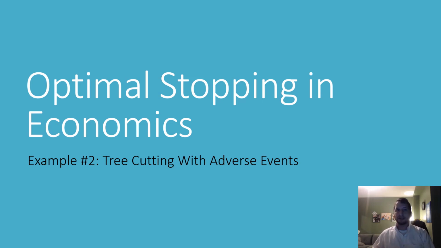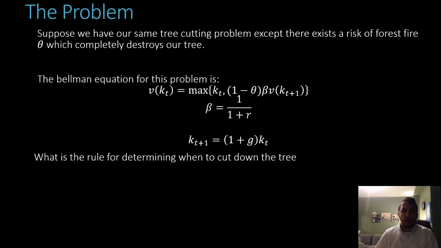What's up? Welcome to our second example on optimal stocking in economics. In this video, we're going to work through the same tree cutting problem, except we're going to account for adverse events occurring. Let's go. So suppose we have the same tree cutting problem, except there exists some risk of forest fire, theta, which completely destroys our tree.